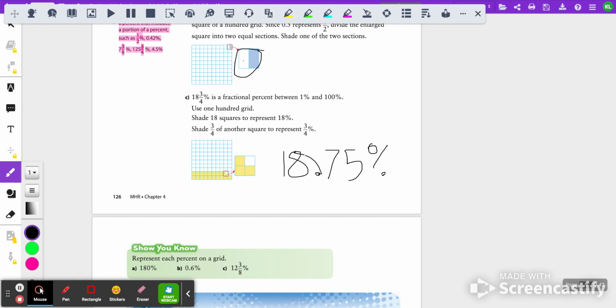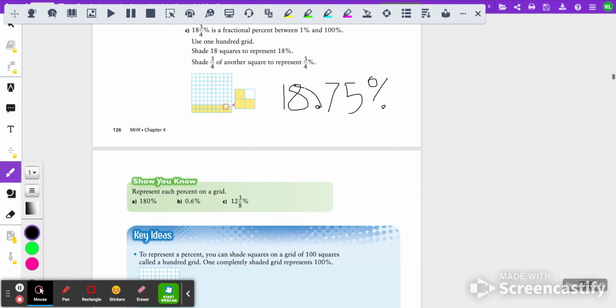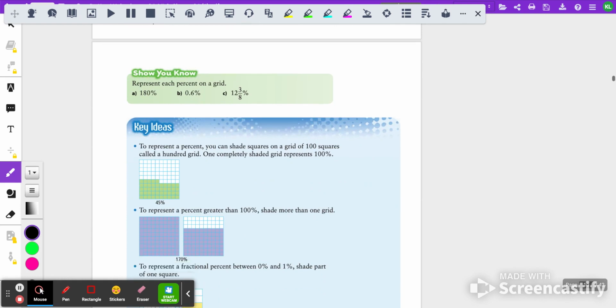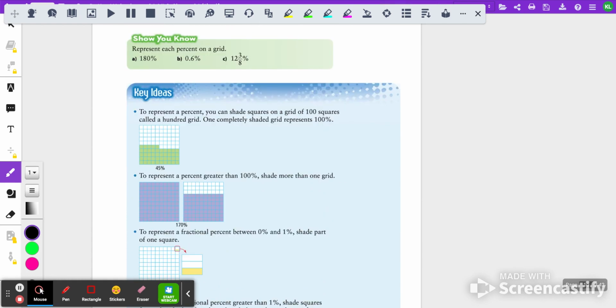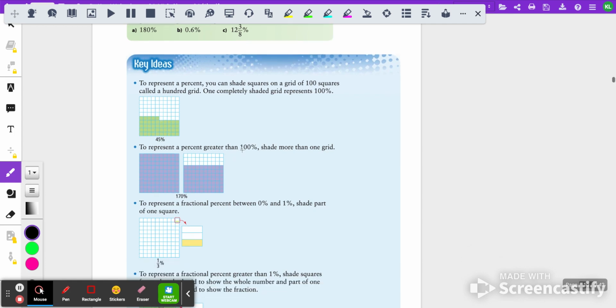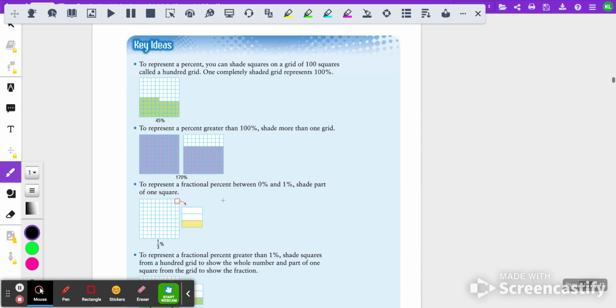Okay, so your assignment today is to complete 4.1 pink booklet work. Remembering that to represent a percent, you can shade squares of a grid of 100 squares called a 100 grid. Completely shaded in, the grid represents 100%. So this is 45% of a 100 grid. You can represent percent greater than 100% by shading in more than one grid. So 100% plus 70, 170%.